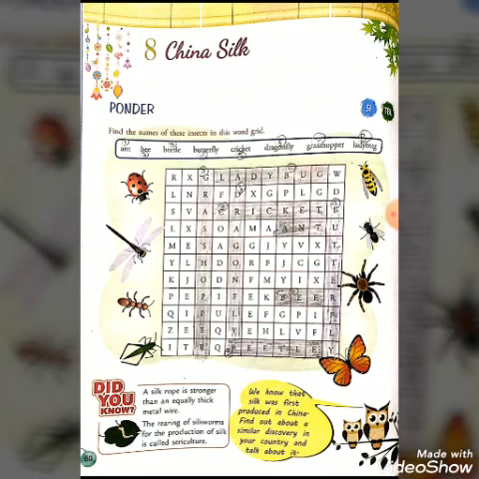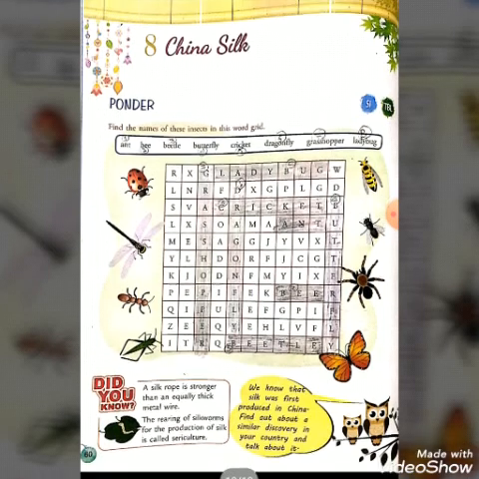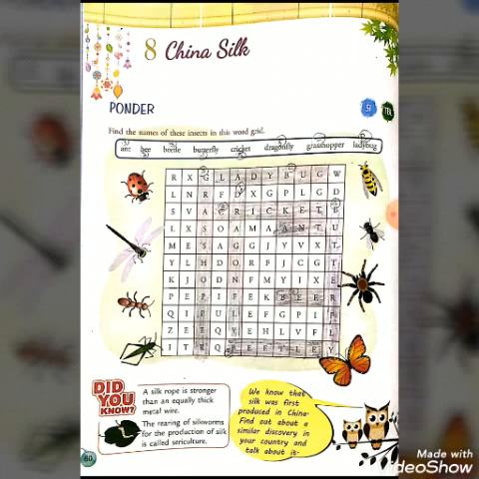Today we are going to start the exercise of lesson 8, China Silk. In the previous video, my dear students, I gave you the ponder at the beginning of lesson 8 to solve. I hope you have tried to solve this ponder at home. Today we are going to discuss it again.